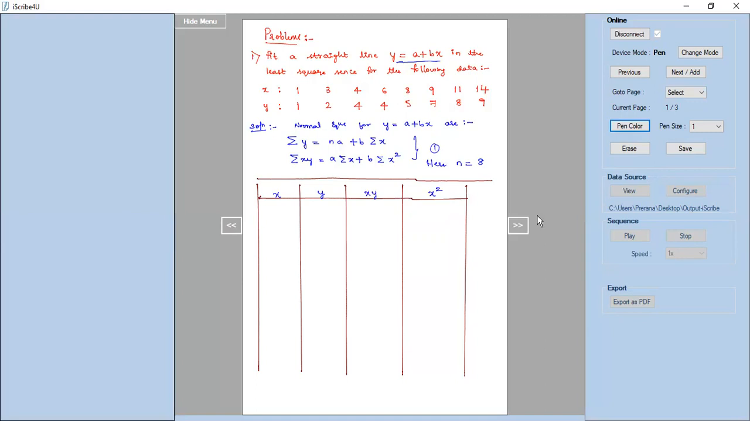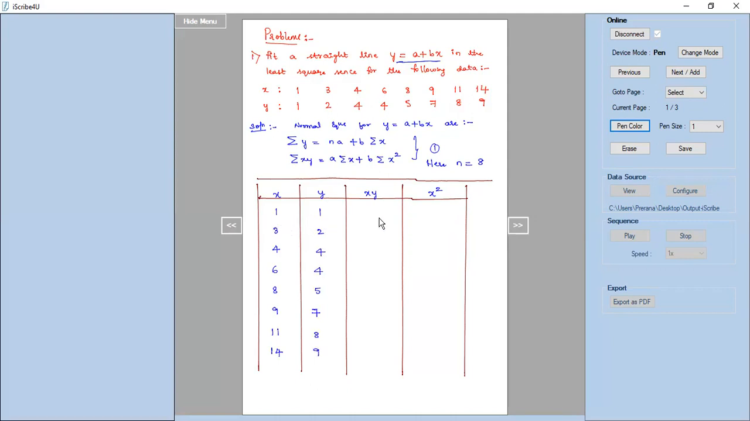So we have, x values I'm writing: 1, 3, 4, 6, 8, 9, 11, 14. Respective values of y are 1, 2, 4, 4, 5, 7, 8, 9. Now we will do the product x into y. Let us perform the product.